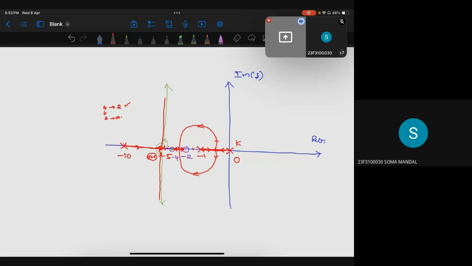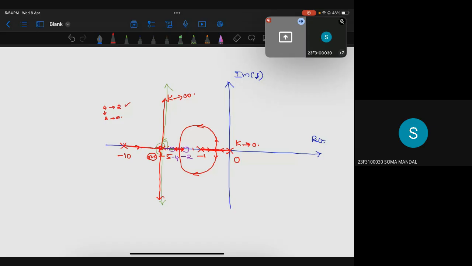Wherever we have poles, K is tending to 0. All pole locations are where K is tending to 0. All the locations where they are ending, their K is tending to infinity. Is this clear? These are the basic steps you need to draw the root locus. Any doubts?